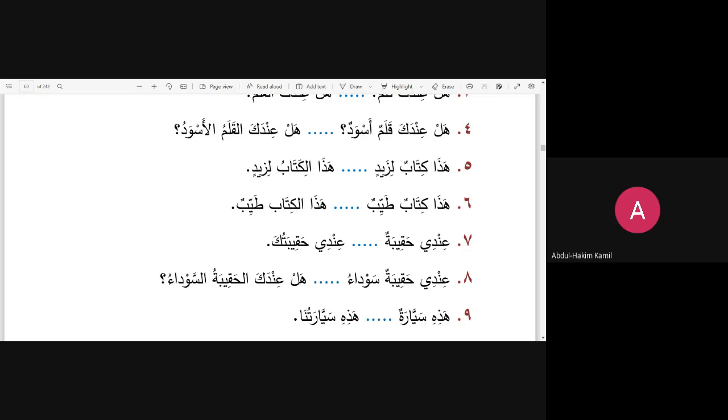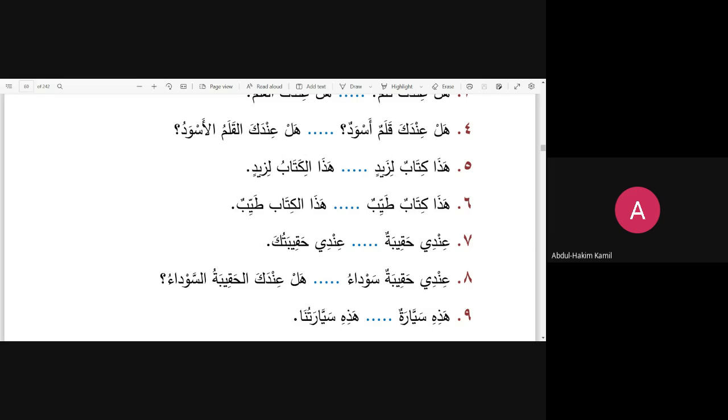هذا كتاب لزيد. This is a book for Zayd. هذا الكتاب لزيد. This book is for Zayd.